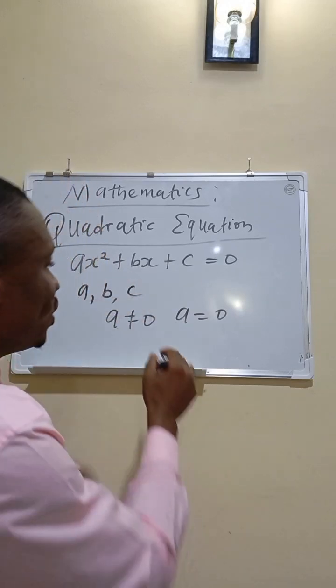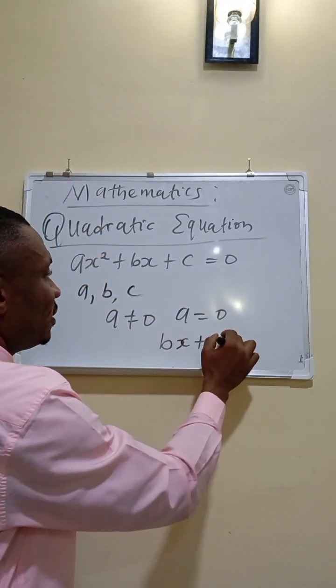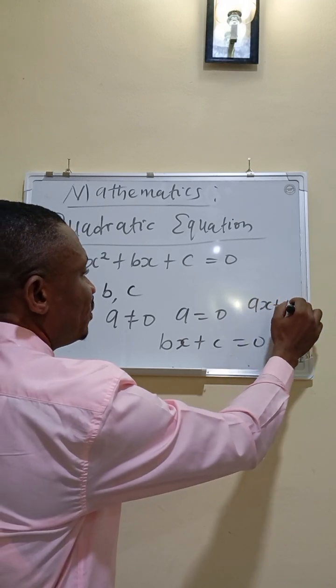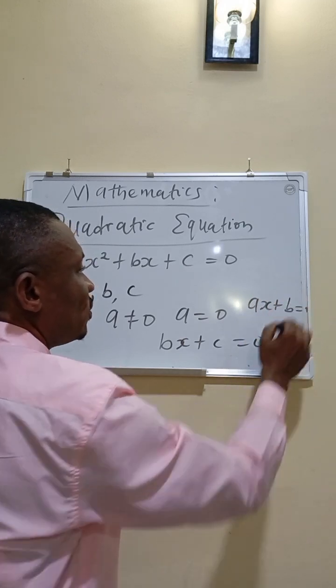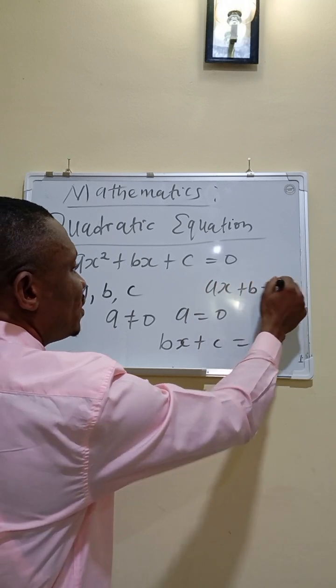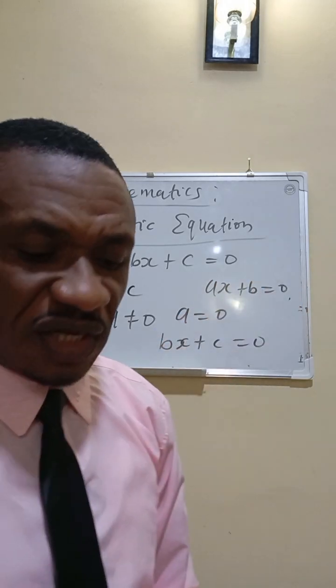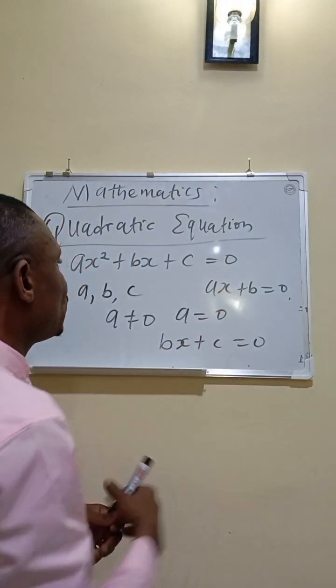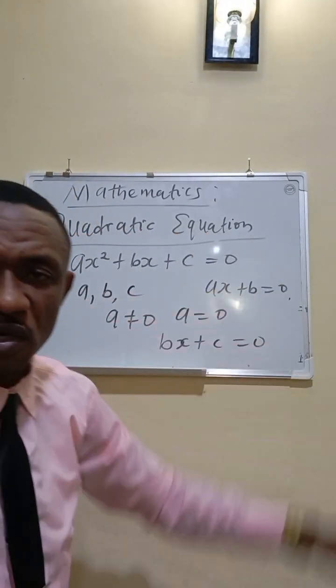A linear equation is an equation of this form, or you can say ax plus b equals 0. That is, ax plus b equals 0. This is called a linear equation in the sense that the highest degree is 1. There is 1 here. So this is called a quadratic equation.